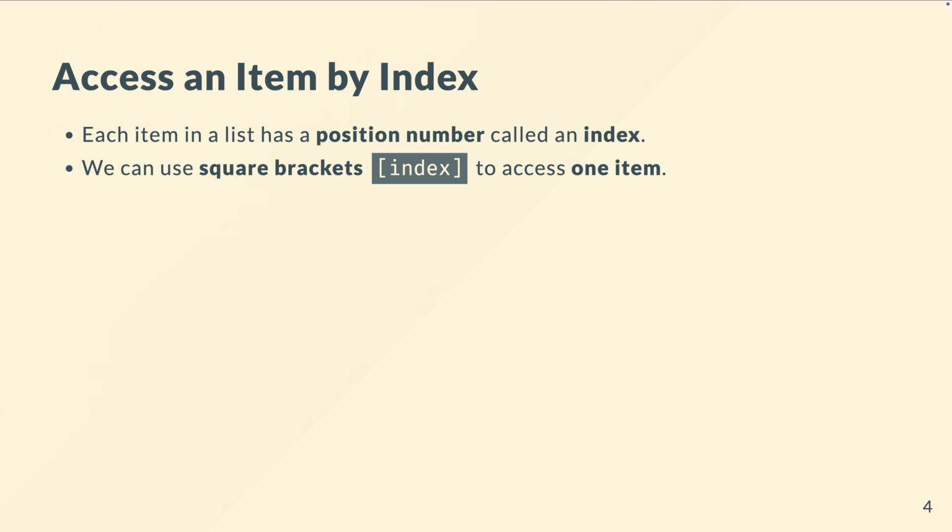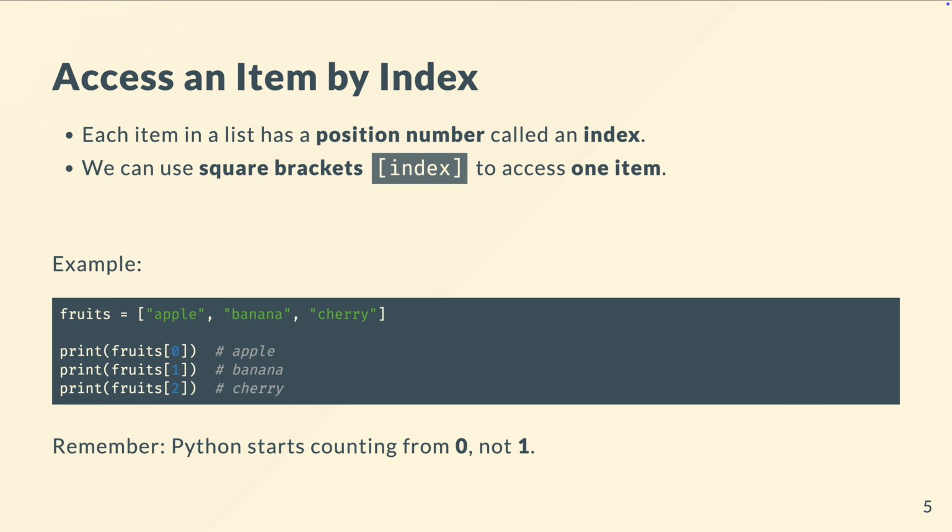Now let's learn how to access one item in a list. Each item has a position number called an index. To get an item, we use square brackets with its index number. Very important. Python starts counting from 0, not 1.